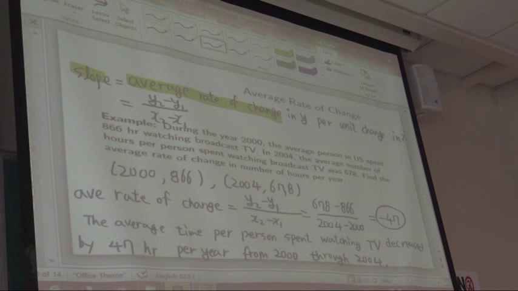That is the application of the straight line in some kind of model. Any question about this? Okay.